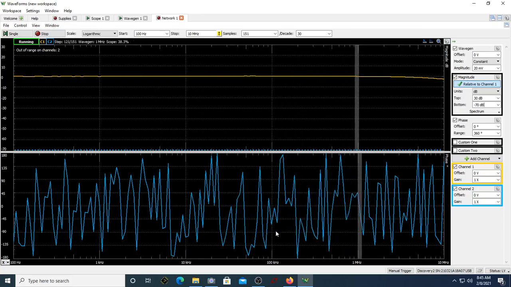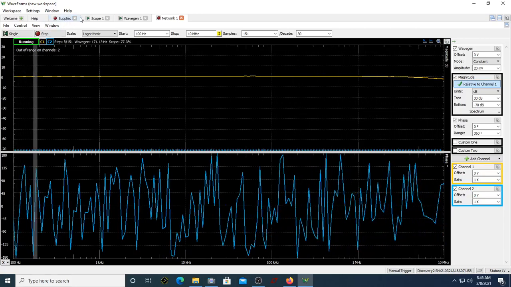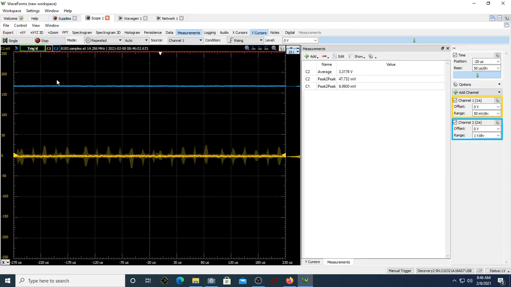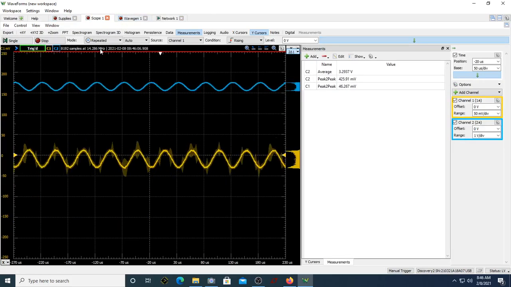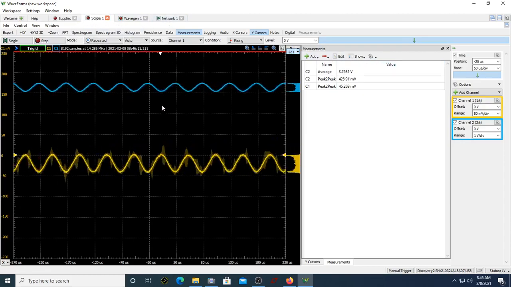Let me just check out what is the issue now. Let me go back to this scope. I'm not getting it here. Okay, let me just switch on this. Okay, this is fine.